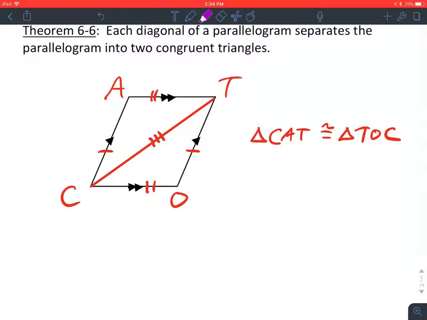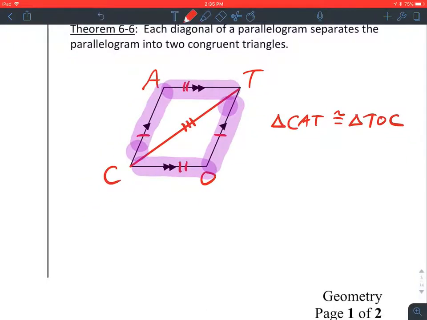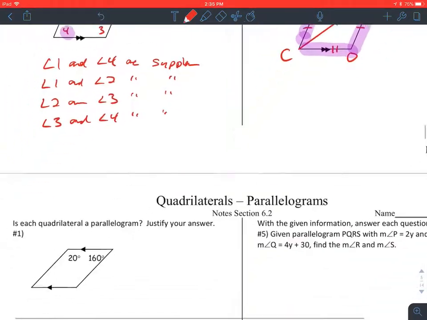Notice I went from the corner of one dash and three dashes in both of these when I named them. So it started at C and it started at T. Then I went across the one dash to get to A and O. And then I finished up at the last letter, which was T for the first triangle and C for the second. The same could be said if we drew the other diagonal in the triangle. We could make a congruent statement.